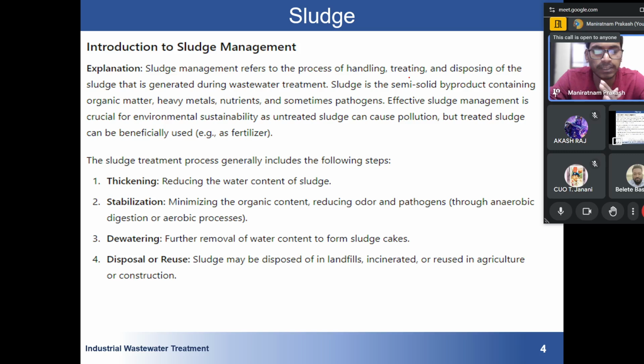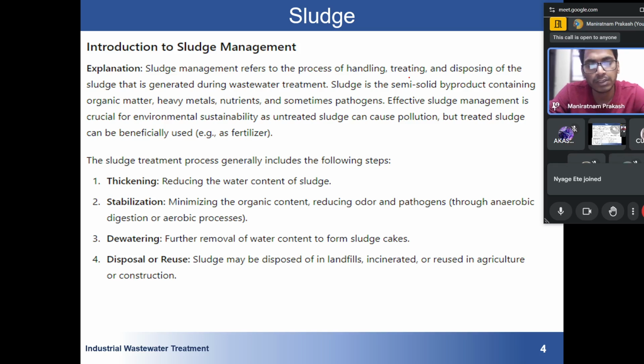Once it is being handled properly, then we have to treat it and make sure that if I am disposing those solids or sludge, it is not causing any kind of pollution to the environment. So we have to handle it, treat it, and dispose of it. Sludge is a semi-solid byproduct containing organic matter, heavy metals, nutrients, sometimes pathogens. Effective sludge management is crucial for environmental sustainability, as untreated sludge can cause pollution, but treated sludge can be beneficially used.